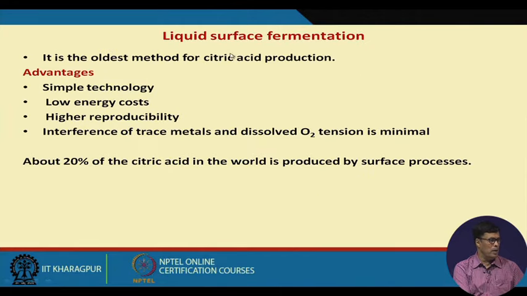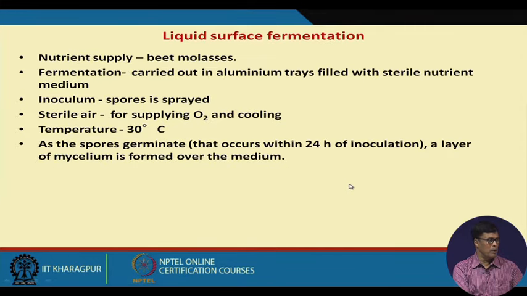Now the old liquid surface fermentation. Solid surface and liquid surface are both surface fermentation processes, but in liquid surface fermentation the media will be liquid, and in solid surface fermentation the media will be solid. And this is the oldest method of citric acid production: simple technology, low energy cost, high reproducibility, and interference of trace elements and dissolved oxygen tension is minimum. 20% of citric acid in the world is produced by the surface fermentation process using liquid media.